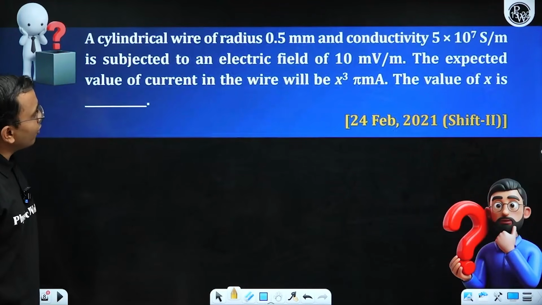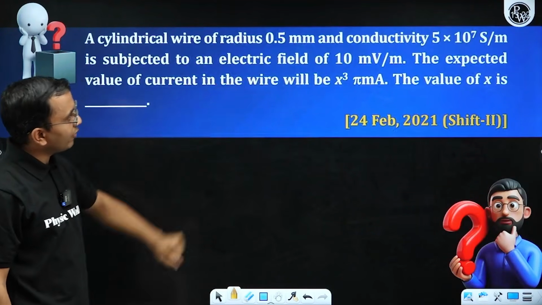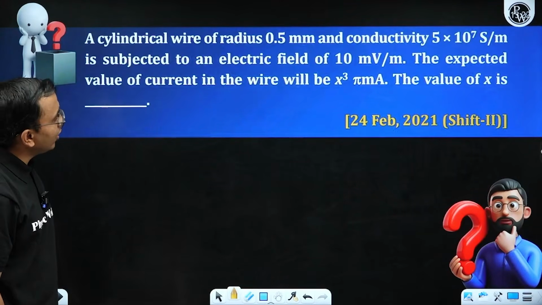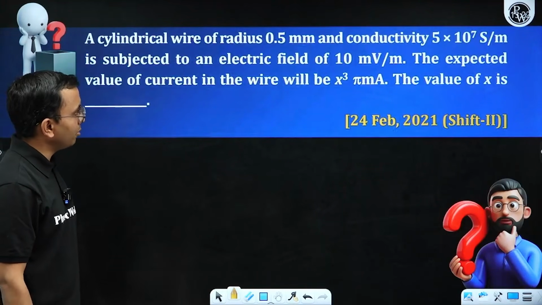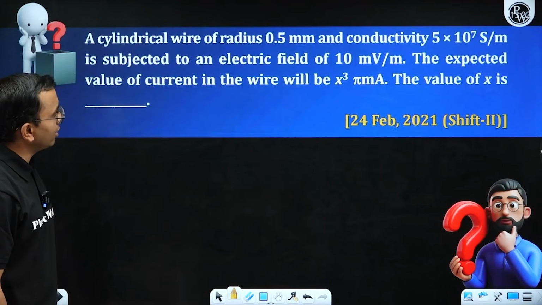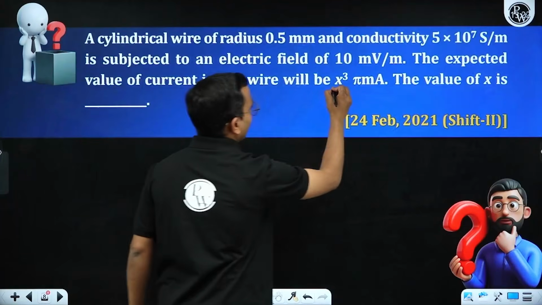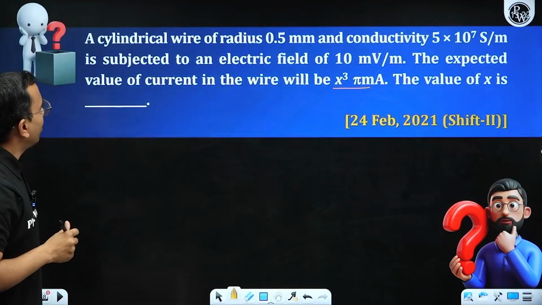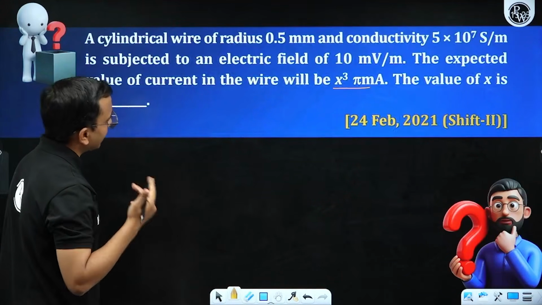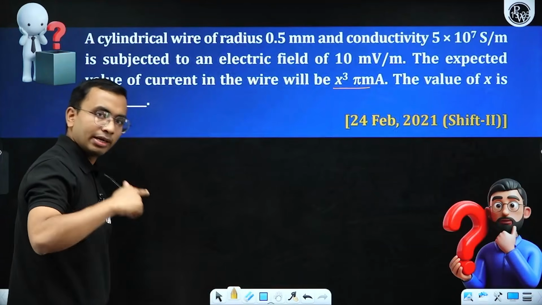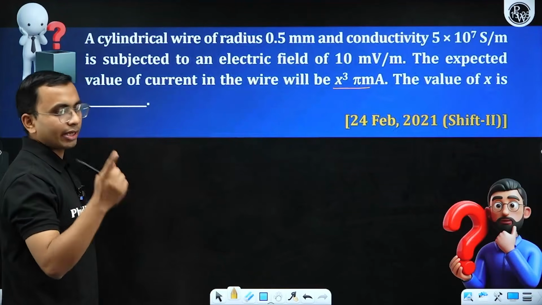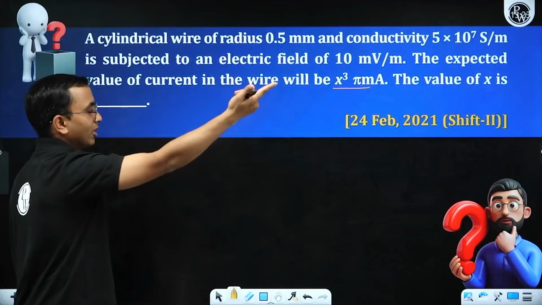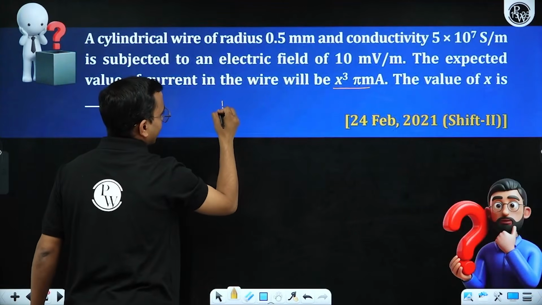A cylindrical wire of radius 0.5 mm and conductivity 5 into 10 to the power 7 is subjected to an electric field of 10 millivolt per meter. The expected value of current in the wire will be this, the value of x. Here electric field we know, conductivity we know. From there I can find current density, and using current density I can multiply by area, that will become my current. So J is equal to sigma E.